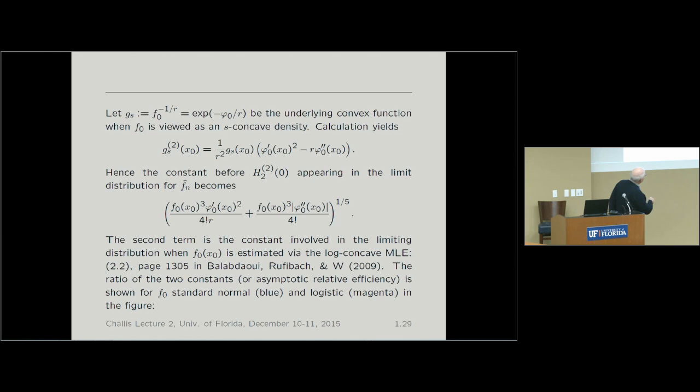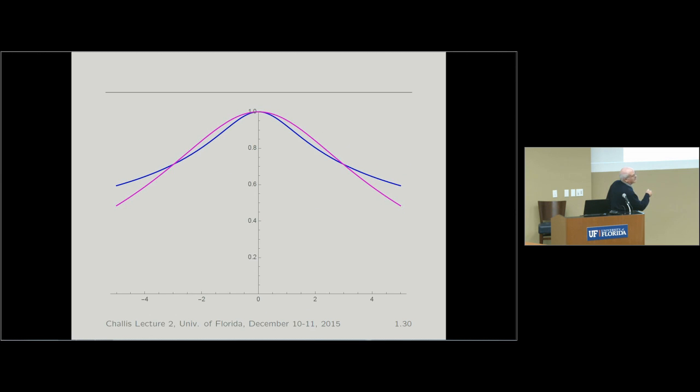The ratio of the two constants, or asymptotic relative efficiency, is shown for f0 being standard normal and logistic in the following figure. Magenta is logistic, standard normal is blue. And at the mode, 0, we didn't lose anything. And we start losing more and more as we go out to the tails. Well, that's pretty natural because that's where the bigger class gives us less information. We have less information about estimating the tail in the bigger class. And so it's pretty natural that we should expect this to drop off as we go out. But it hasn't dropped off too much. Here we're still at 0.6 when we're out at 3 or 4, roughly 3.